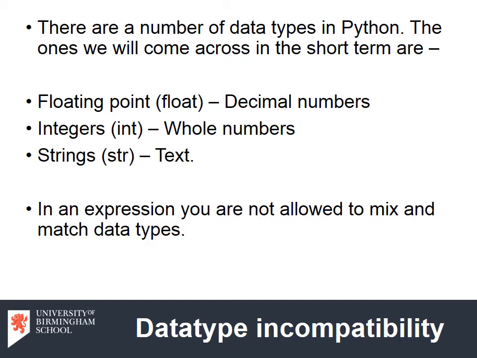The ones that we're going to be coming across fairly quickly are floating point numbers, or floats, which are decimal numbers; integers, or ints, which are whole numbers; and strings, or str, which is always going to be text. In an expression, we're not allowed to mix and match these. I can't, for example, try and add a string to an integer, because the computer will say, I don't really know how to do that, sorry. We need to make sure data types match in expressions.